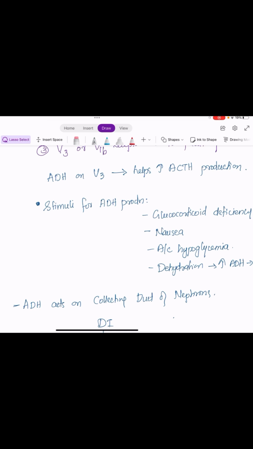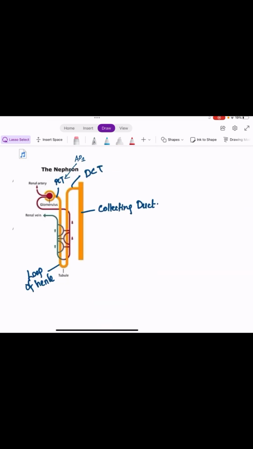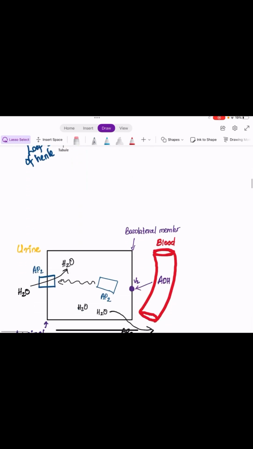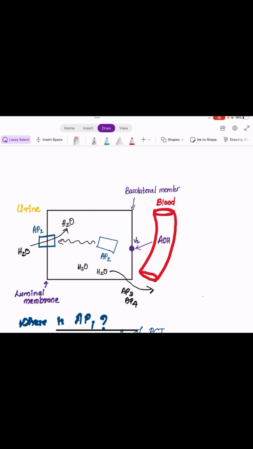ADH acts on the collecting duct of nephrons. This is a picture of a nephron. A nephron consists of Bowman's capsule, PCT, loop of Henle, DCT, and collecting duct. So ADH acts on the collecting duct. ADH in blood acts on the V2 receptor. The V2 receptor is found on the basolateral membrane of the cells of the collecting duct.